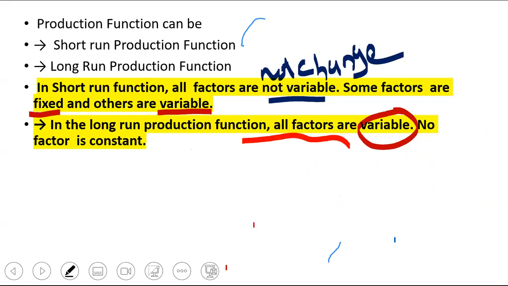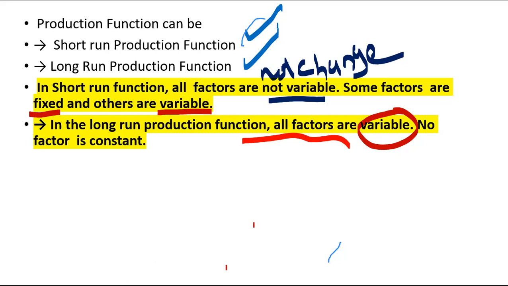There are two production functions. One is short run production function. Other is long run production function. Now, there are two production functions. One is the short run production function. Other is the long run production function. How do we differentiate?